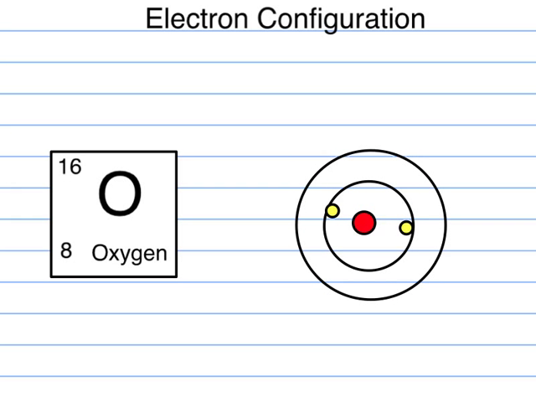Okay, now in the next shell we've got 6 electrons left, so we've put 1, 2, 3, 4, 5, 6. Now we can record the electronic configuration for oxygen by showing the numbers. So we can show that in the first shell we have 2 electrons, and then in the second shell we have 6. So we can show the electronic configuration as 2, 6.